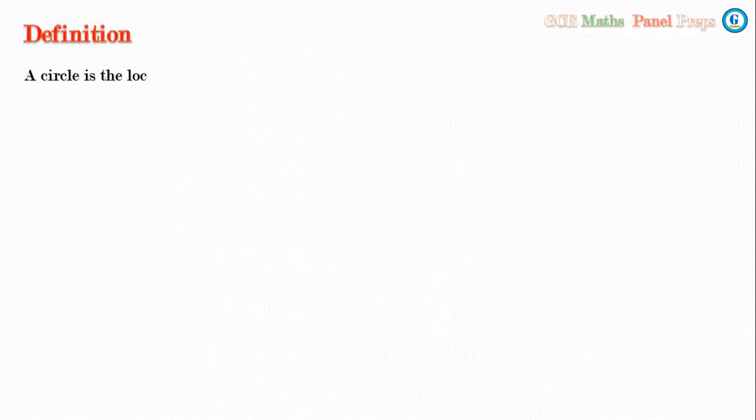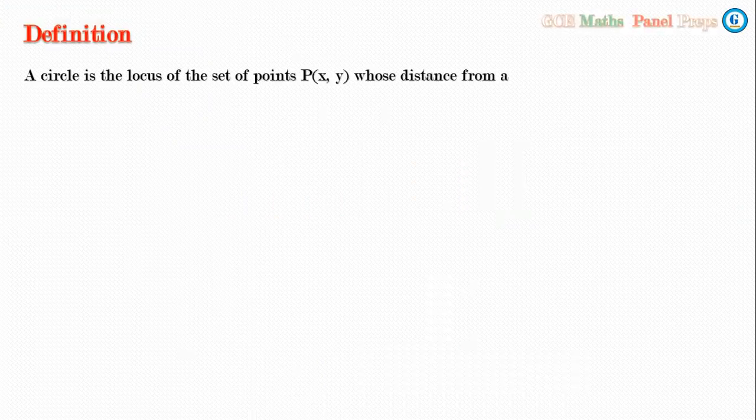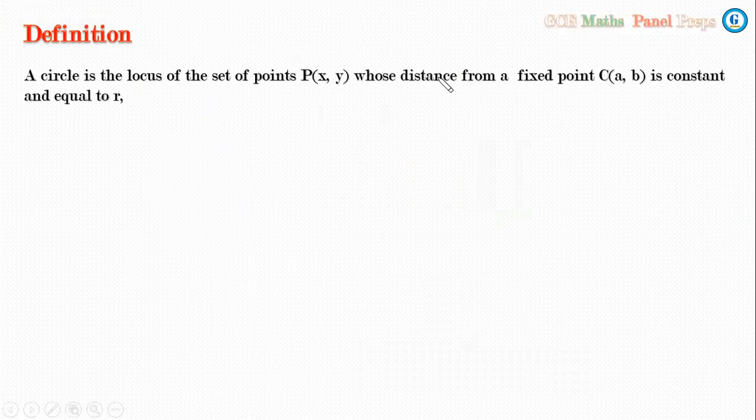So what, first of all, is a circle? A circle is the locus of the set of points P(x, y) whose distance from a fixed point, that is the center (a, b), is constant. So the distance of every point on the circumference from the center of the circle is what we define as the radius, r. And this distance is constant all through, from all points to the center.